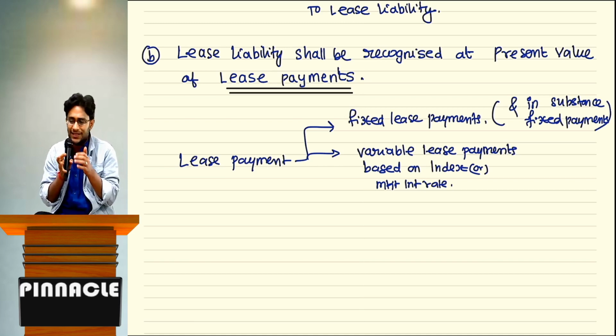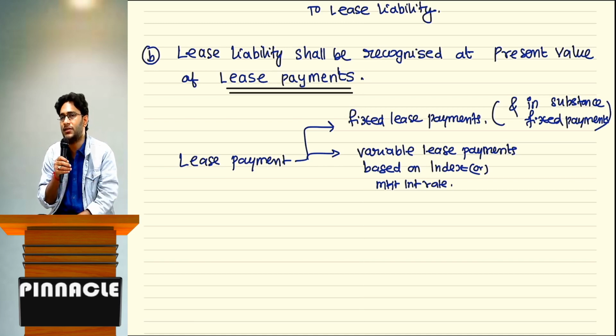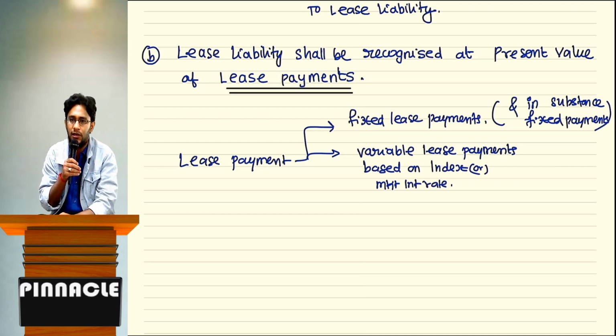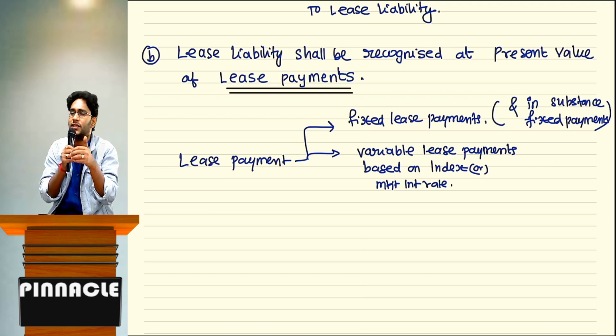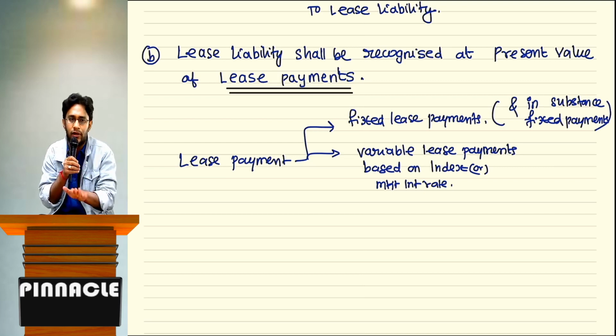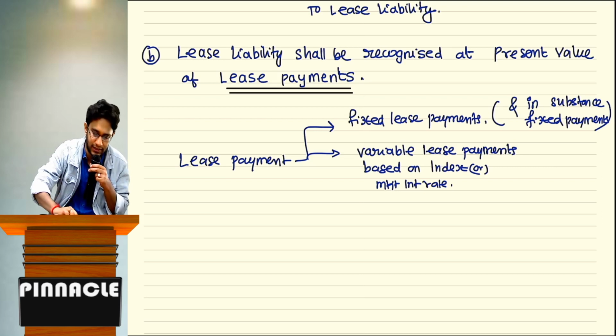Suppose the lease rent is 10 lakhs, and every year the lease rent will increase at the rate of LIBOR in the market. LIBOR is the London Interbank Offering Rate. So with the market interest rate, every year the lease rent is going to increase. This is called a variable payment. I'll tell you another case.